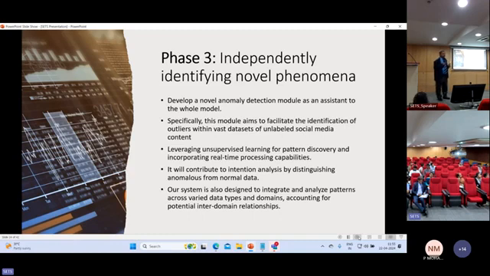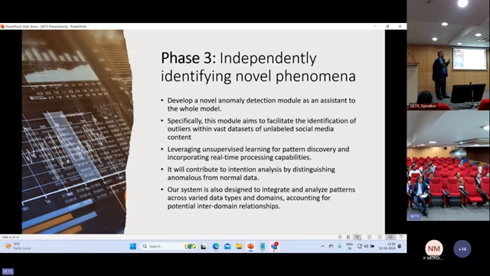That's also needed, because as I said, our method develops an anomaly detection module as an assistant to the whole model. That's very, very important, because this module aims to facilitate the identification of outliers. Within the vast data sets of unlabeled social media content, the outliers are very important. So leveraging unsupervised learning for pattern discovery and incorporating real-time processing capabilities is very, very critical to the success of the entire model. So this model is identifying a novel phenomenon that takes place independently.